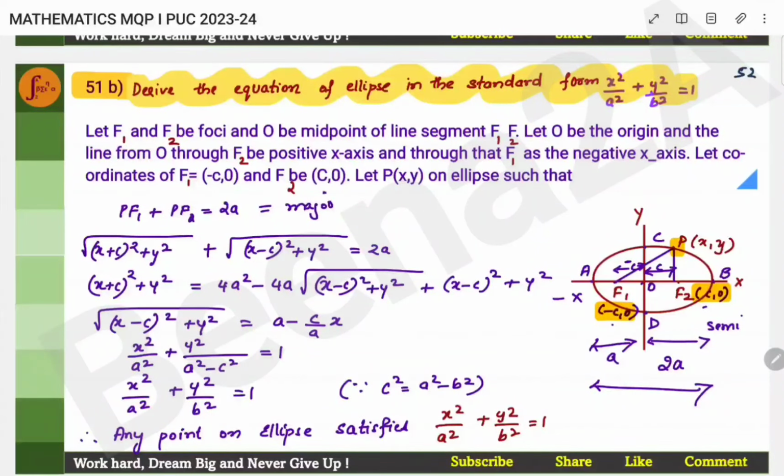Now, a square minus c square is b square. What is b? It's the semi-minor axis. So, when you get this a square minus c square, substitute b square here, because you want the equation in terms of a and b only. You want to eliminate c. So, a square minus c square is equal to b square, and you'll get x square by a square plus y square by b square is equal to 1. So, therefore, we can derive this equation of the ellipse.